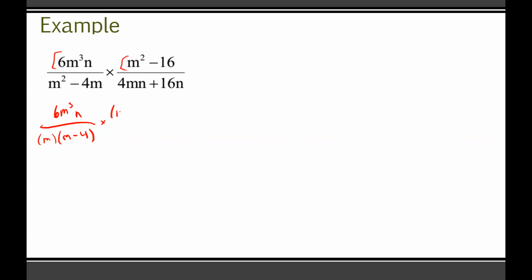So why don't we just go m minus 4, so remember the square root of each piece, times m plus 4. Then last one here, think about what we could factor out of both of these. I see I could factor a 4 out of both of those. And we could also factor an n out of both of those. So we'll do it all at once. We'll just say 4n times, if I factor out a 4n from this, I'm just left with m, plus, if I take 4n out of this, I'm just left with plus 4. Okay, so that's all factored.